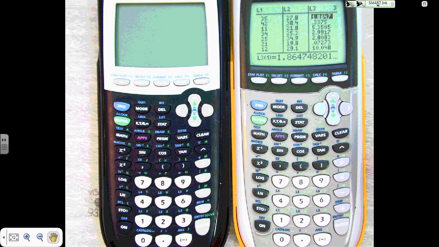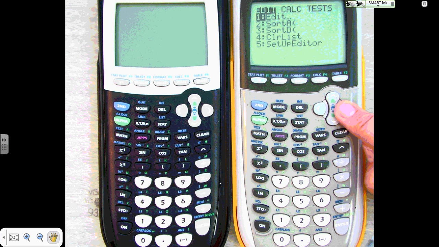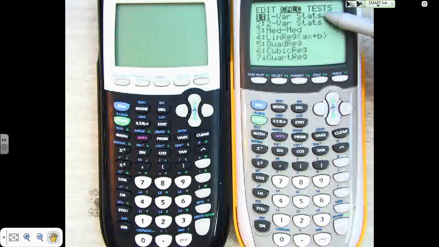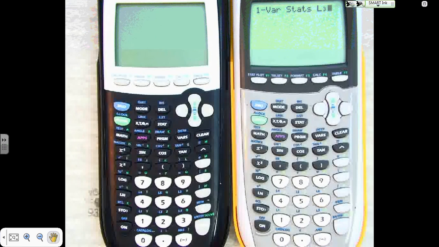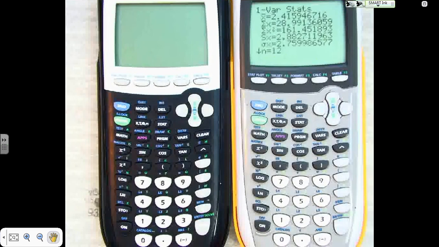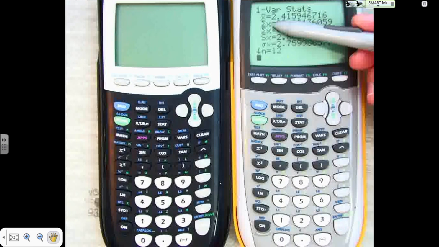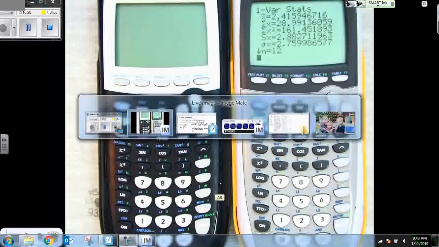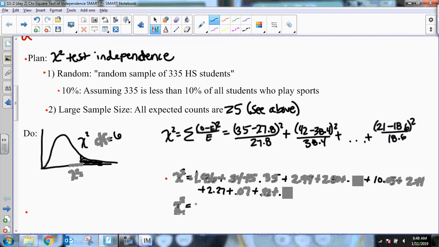So what I did is I hit stat, calculate. I'm using one variable statistics, but I want to do it on list 3 because list 3 has all of those components in there. When I hit enter, it tells you a whole bunch of information, but the key piece here is the second one, the sum of x. That's the sum of all the values in that list, which is 28.99. So that would be the chi-squared value. Okay?